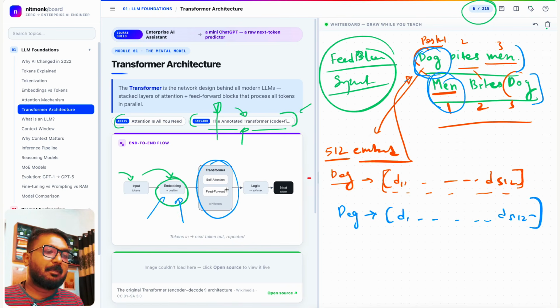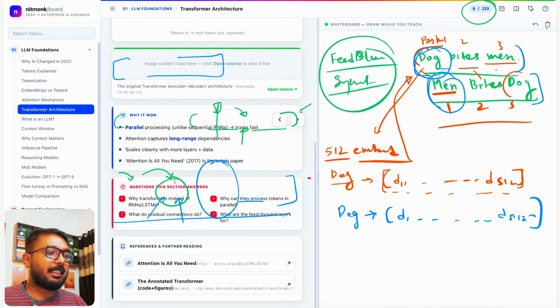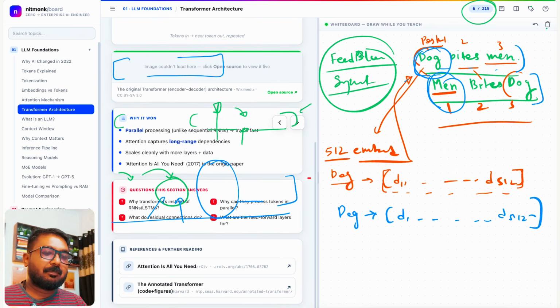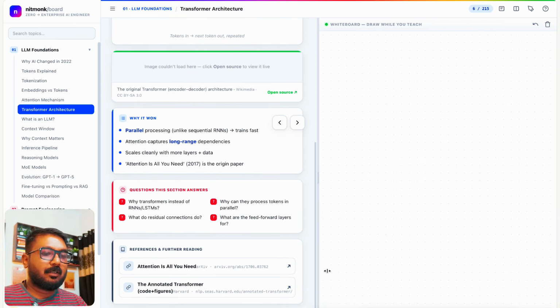Then self attention, when we try to understand each and every word, and feed forward happens with multiple layers, and then logic gets applied, and then we generate the next token. This is how the transformer architecture works, correct? Now let's understand these different keywords that I have written. Why was the transformer born? Because of parallel processing. This is the major reason.